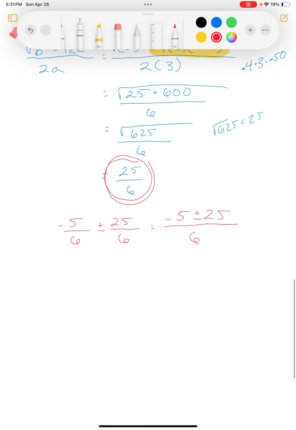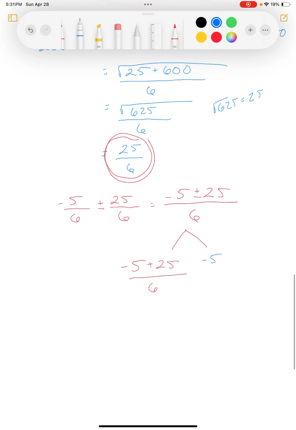And what we're going to do with that then is break that off into 2 separate problems. I'm going to do negative 5 plus 25 over 6, and I'm going to do negative 5 minus 25 over 6. Negative 5 plus 25 is 20 over 6, and negative 5 minus 25 is negative 30 over 6.